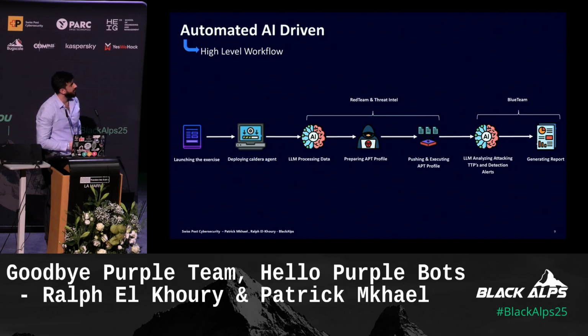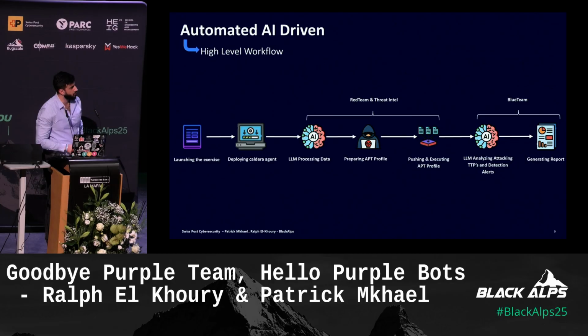So this is the high-level workflow. First, we're going to execute the purple team from the front-end part, the GUI that you saw. The second step would be to deploy the Caldera agent on the target or victim machine. The next step would be the LLM processing the data that was injected from the front end. Then, based on this input, it will prepare the APT profile that we're going to execute on the victim machine, and then push and execute the APT profile on Caldera. So this part is the red team and threat intelligence work.